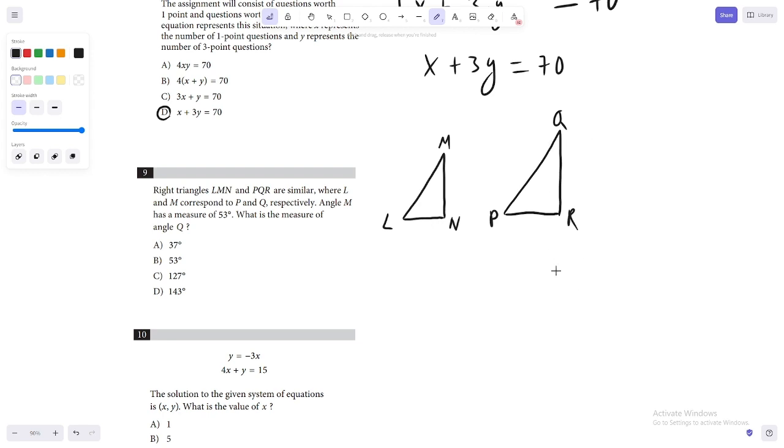So the thing you have to know about similar triangles is that all of the angles are the same. So these are right triangles, these angles are the same. Angle L is equal to angle P, and the angle M will equal the angle Q. So finding angle Q is not very hard because we're essentially given the answer, 53 degrees.